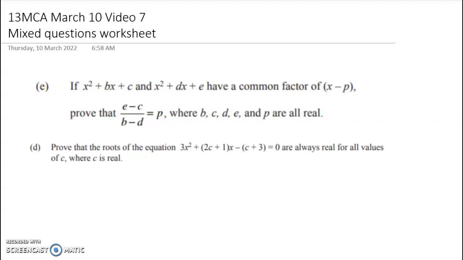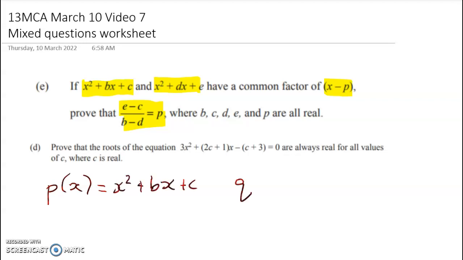So the first question is one where we're told that both this and this have a common factor of x minus p. And then we have to prove that this is true and everything is real in it. So the easiest way to do this is to use the factor theorem. And we're going to set up the first quadratic as p of x squared plus bx plus c. And I'm going to call the second one, we'll just call it q of x.